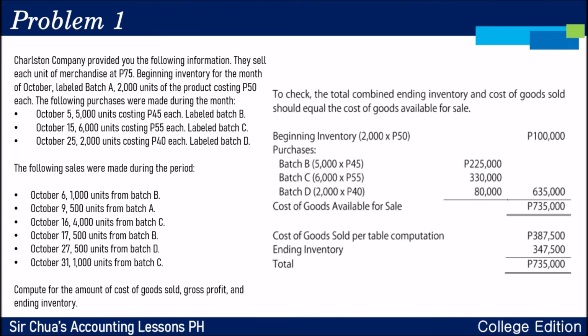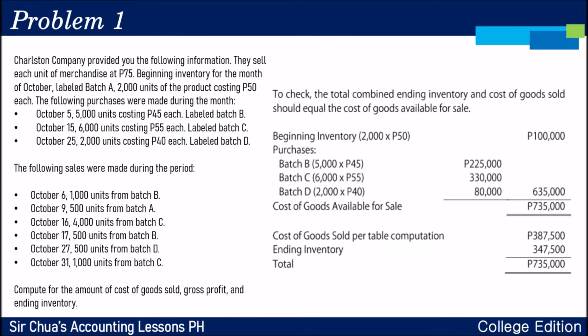Ngayon, check naman po natin yung cost of goods sold na na-compute natin kanina. Pag inadd natin sa ending inventory, dapat yun din po yung lalabas: cost of goods available for sale. That is a confirmation that your calculations are correct. At ganyan po mag-compute under specific identification method.